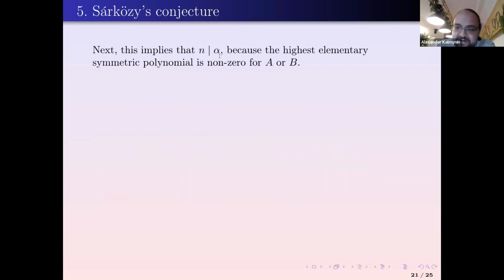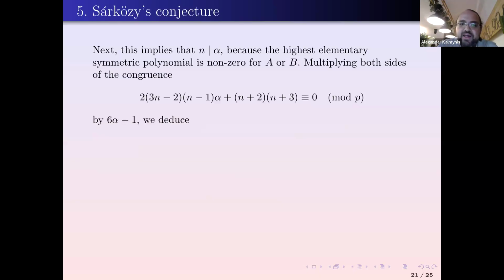And so n divides alpha. This is because if all the symmetric polynomials are 0 until n, then you can assume that either A or B does not contain 0, and so n should divide alpha because the highest symmetric polynomial is non-zero. And so you get the following condition. You multiply this by 6 alpha minus 1. This is a simple calculation which follows from an arithmetic of Gaussian integers, I think, or something like this. So you basically multiply by a conjugate. And from this, you get the following expression.